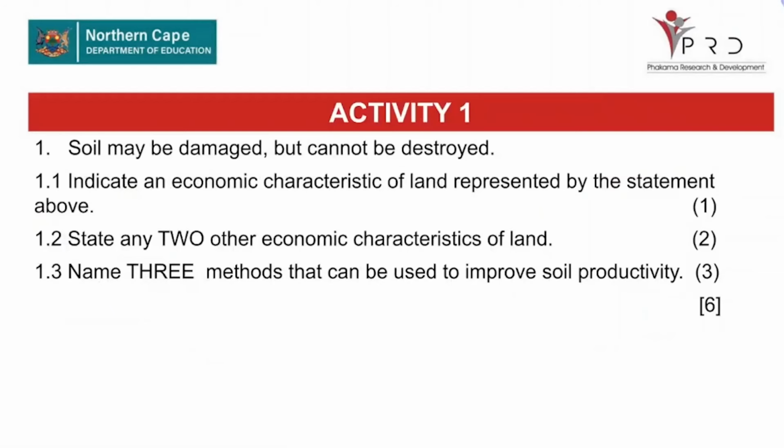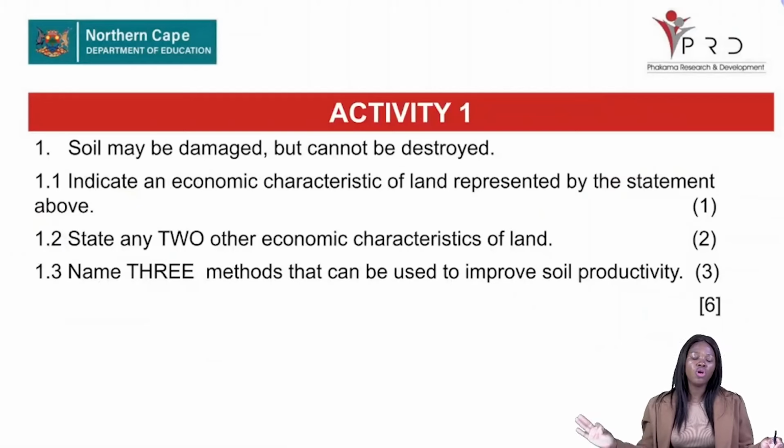Now, number one of the activity, you are expected to read the description, right, and answer the questions. Now, soil may be damaged, but cannot be destroyed. That is the description. So all your answers should link with the description above. Right, 1.1, you are expected to indicate an economic characteristic of land represented by the statement above, not just any economic characteristic, but the one depicted above.